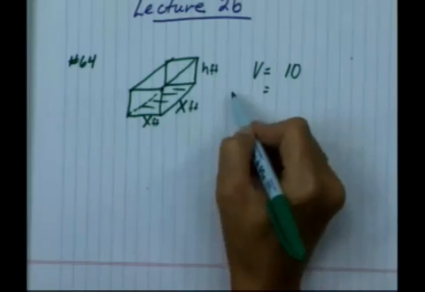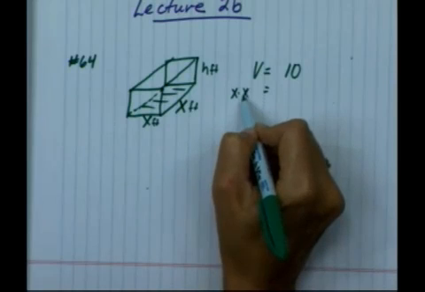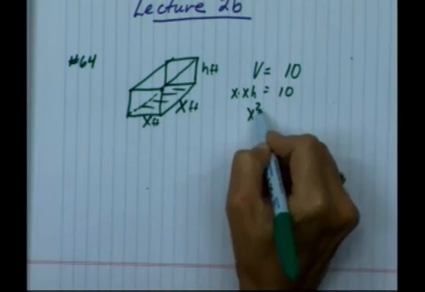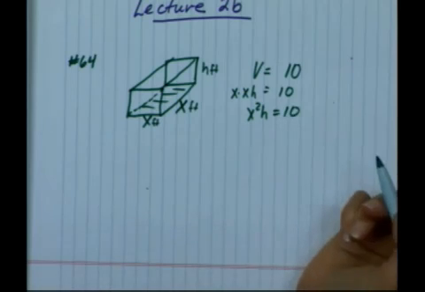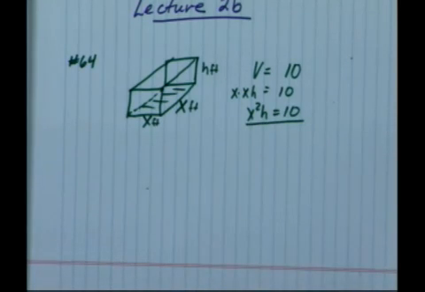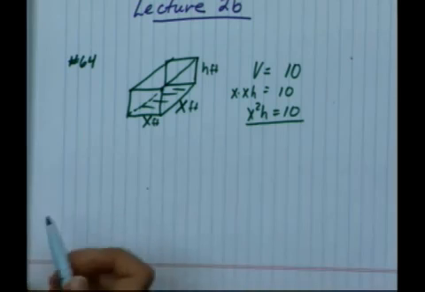So in our case, length is x, width is x, height is h. So we have x squared h is equal to 10. This represents a formula for the volume of our box. Okay, now we're ready to go to the question.